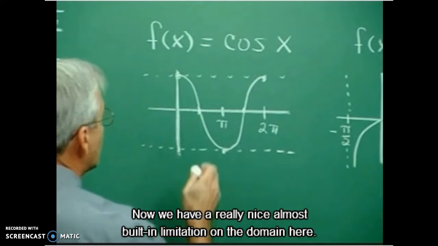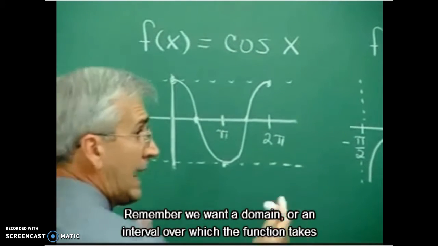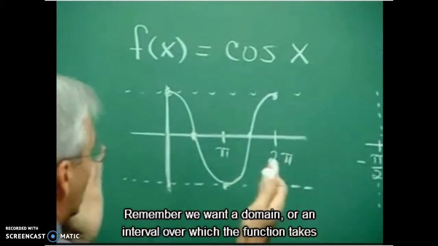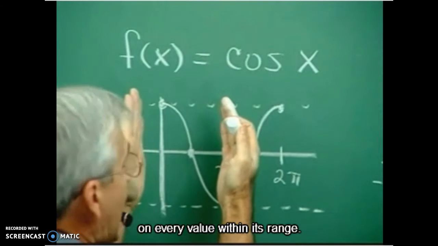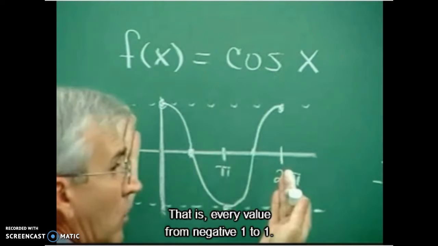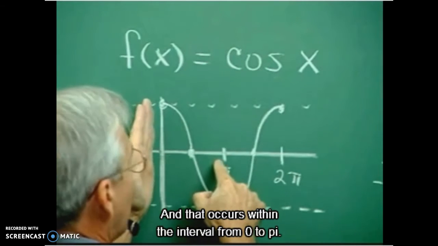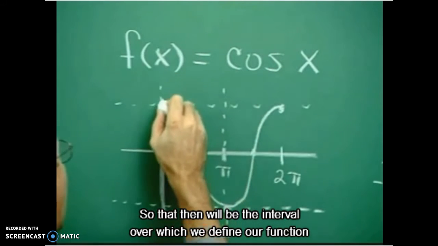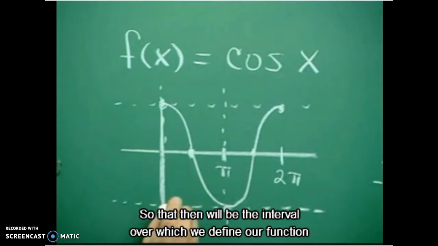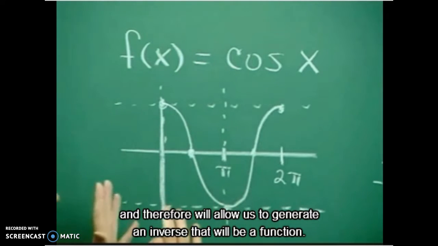Now we have a really nice, almost built-in limitation on the domain here. Remember, we want a domain or an interval over which the function takes on every value within its range, that is, every value from -1 to 1. And that occurs within the interval from 0 to pi. So that will be the interval over which we define our function, and therefore will allow us to generate an inverse that will be a function.